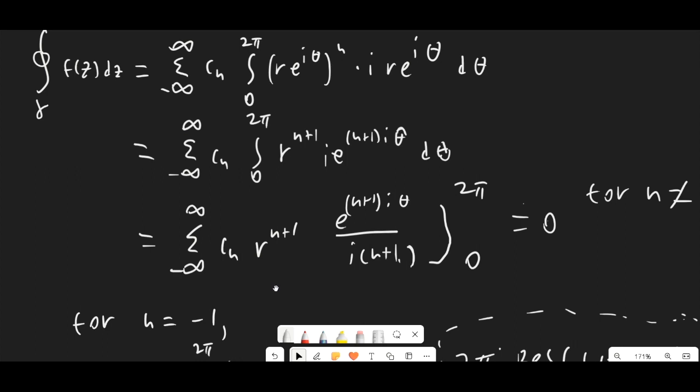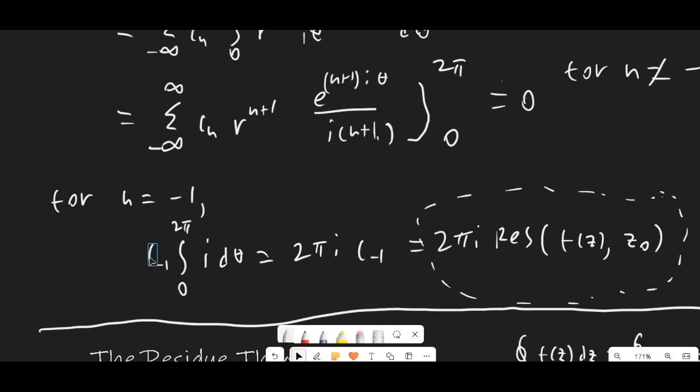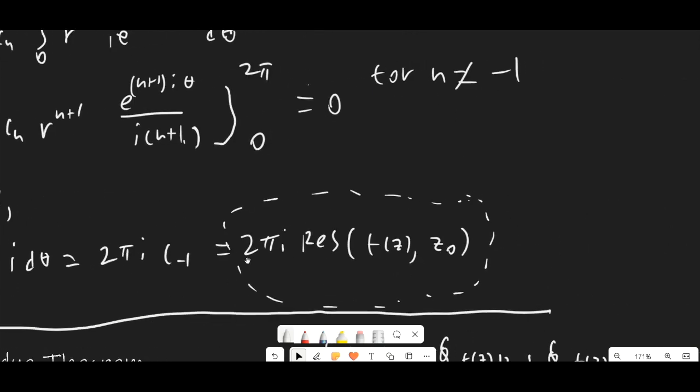However, for n equals negative 1, we're integrating i times d theta from 0 to 2 pi. And of course, we also have this coefficient c negative 1, which, as we know, is the residue of the function at z0. And when we integrate i d theta from 0 to 2 pi, we just get 2 pi i times c negative 1, which is the same as 2 pi i times the residue of f of z at z0. And this is incredibly helpful because the residue can be calculated without calculating the integral, which makes the integral much easier to calculate. And this leads us directly into the residue theorem, which is the basis of most contour integrations.